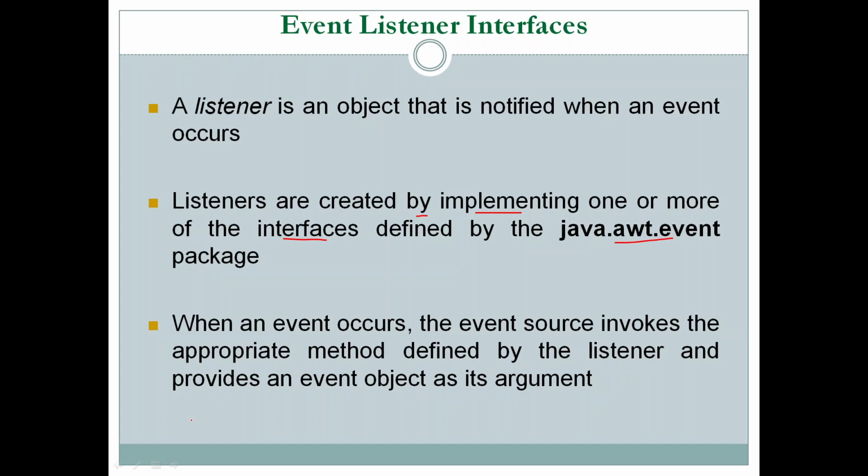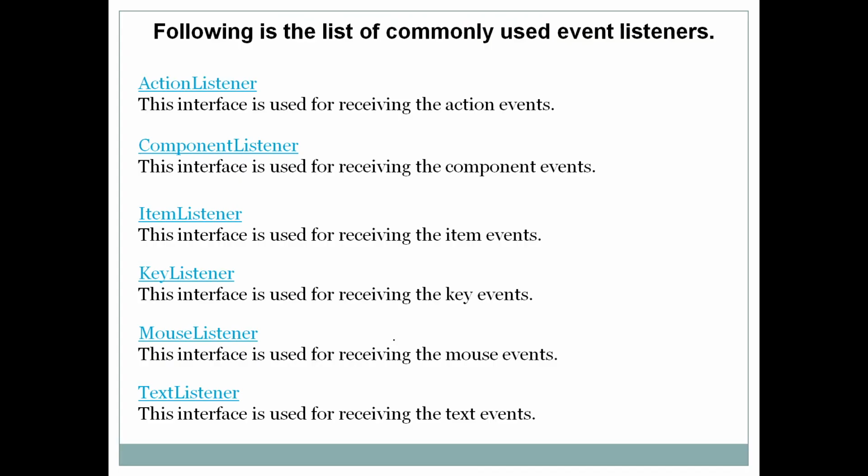As I've said, whenever I click on the button, an event occurs. The event source, that is the button, notifies a particular listener, and provides an event object as an argument to that method of the listener object. As I've said, there are many different listener interfaces available to handle different events. The following is the list of commonly used event listener interfaces.